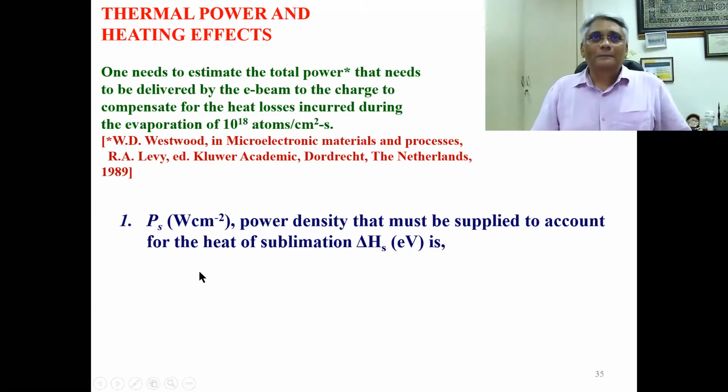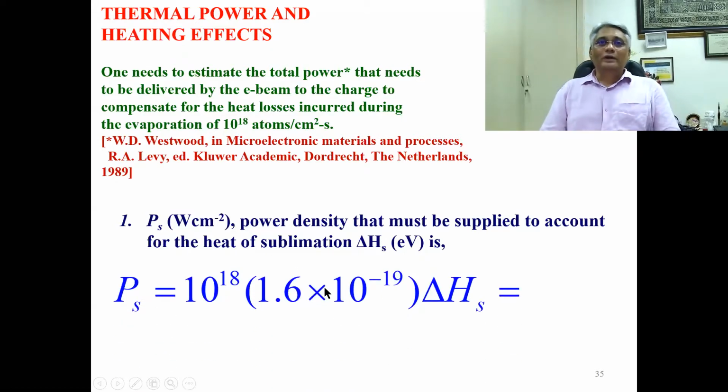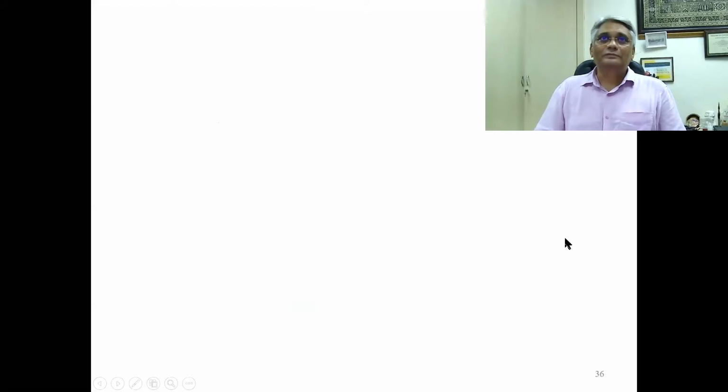The first point is the power density in watts per centimeter square that must be supplied to account for the heat of sublimation, delta Hs, in electron volts. And this works out to be something like 10 raised to 18 times 1.6 into 10 raised to minus 19 times the heat of sublimation. Again, these are all empirical relations, but these give good estimates. This works out to be something like 0.16 times delta Hs. So you can estimate the power density that must be supplied to account for the heat of sublimation, and this heat of sublimation value has to be plugged in for each element that is present.